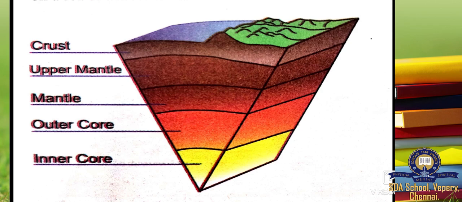Rocks forming the ocean floors comprise mainly silica and magnesium. It is therefore called Sima. Next we will see about the mantle.